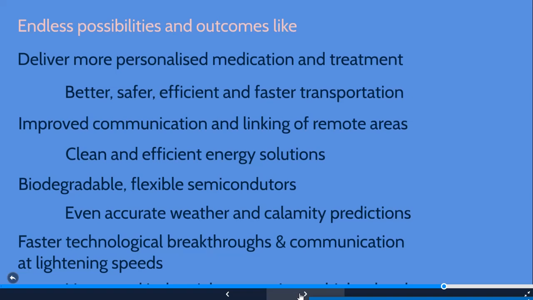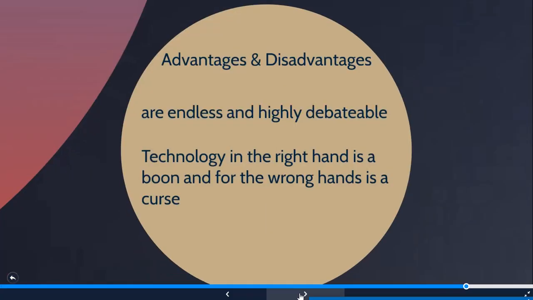And what are the possibilities and outcomes of all these things? They deliver more personalized medication and treatment. At the same time, they are safer, very efficient, with faster transportation, low cost, improved communications, linking of remote areas, and very clean and efficient energy systems. Nowadays they are working on hybrid solar cells, hybrid organic solar cells, and hybrid organic transistors, which are biodegradable and flexible semiconductors. They can even predict the weather and calamities accurately, and bring faster technology breakthroughs. These are things that might happen in the future.